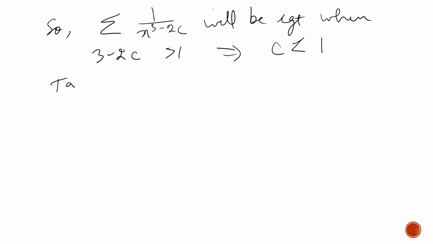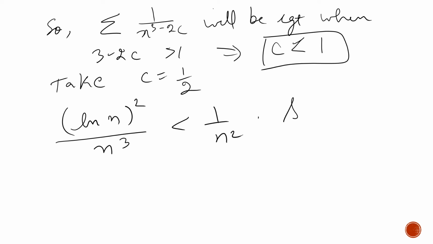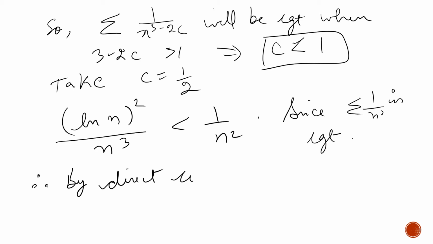So now if you take c is half, because this is less than 1, what you will get? You will get the inequality, this. So since summation of n square is convergent, therefore by direct comparison test, this is also convergent.